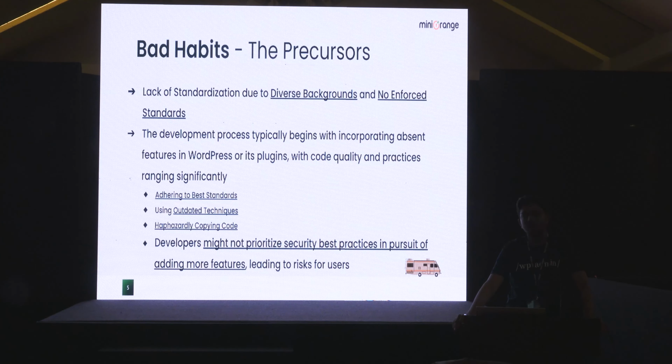So it falls in a wide range. First, a few people like to adhere to the best standards that are set by WordPress. The second is that some people might be using outdated techniques, like they are using some standards, but those are outdated. They are not familiar with the latest standards or latest improvements in coding techniques. Third is haphazardly copying code. A lot of us try to copy code from Stack Overflow, and now it's time for ChatGPT. So the code quality suddenly declines, and we open a window for a lot of vulnerabilities and security issues.